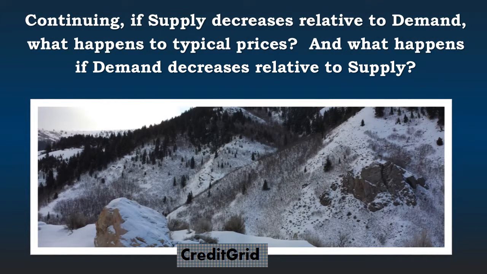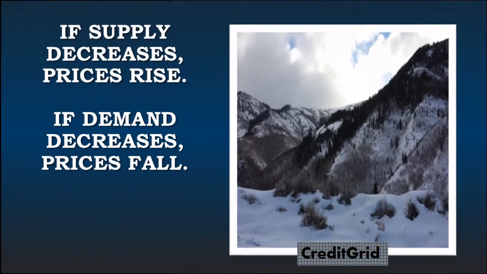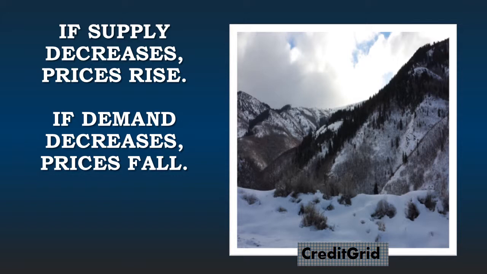So, if supply decreases relative to demand, what happens to typical prices? And on the other hand, what happens if demand decreases relative to supply? You think about that. But here's the answer. If supply decreases, prices rise. Because why? There's more demand relative to the available supply because the supply fell. On the other hand, if demand decreases and people want less of something, prices tend to fall.